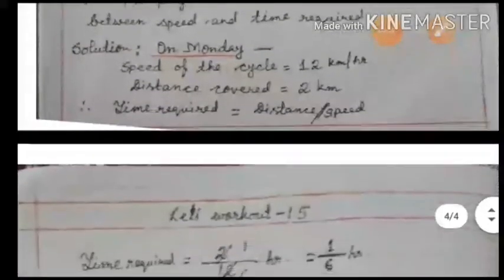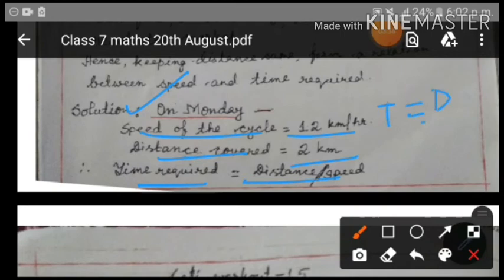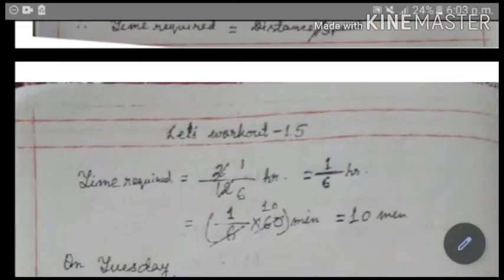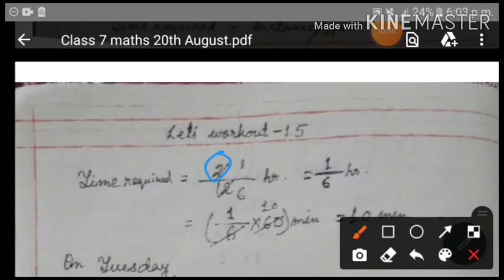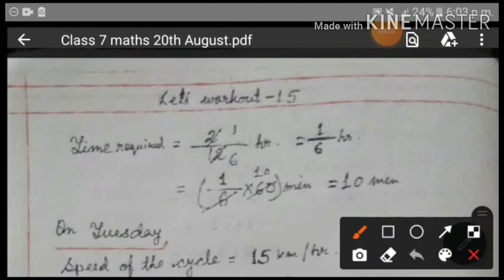So here also two conditions are given. One is the case of Monday, speed given 12 km per hour, distance given 2 km. Now time is distance by speed, T equals D by S. This relationship was also derived and written previously, and I mentioned it. So time required equals distance by speed. Here we are calculating the time required. Distance is 2 km and speed is 12 km per hour. After cancellation we are getting 1 by 6 hours.